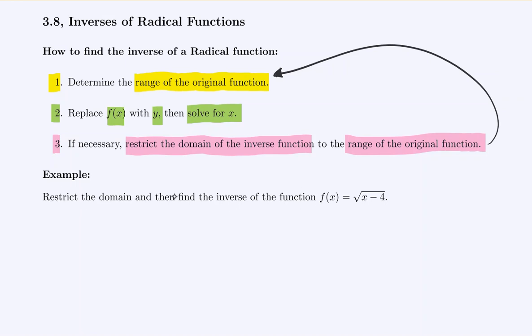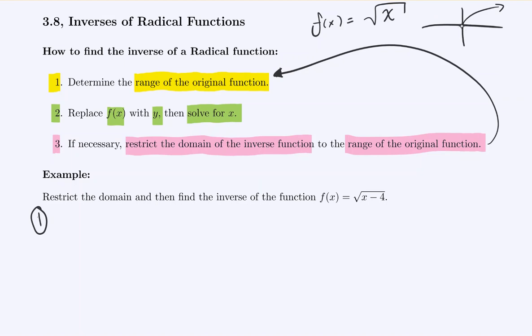Restrict the domain and then find the inverse of the function f of x is the square root of x minus 4. So step 1 asks us to determine the range of the original function. And to do that, let's think about what a general square root function does. If we've got the general square root, f of x is just the square root of x, so different than what we're looking at, we know its graph looks something like this.